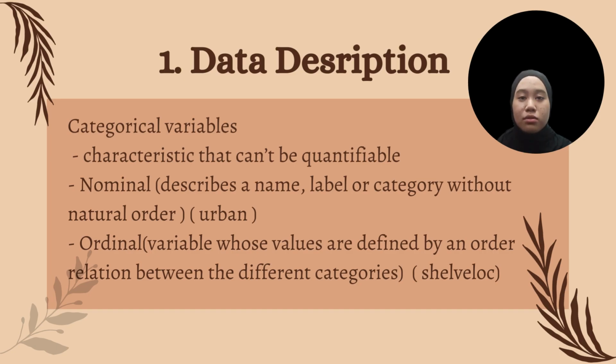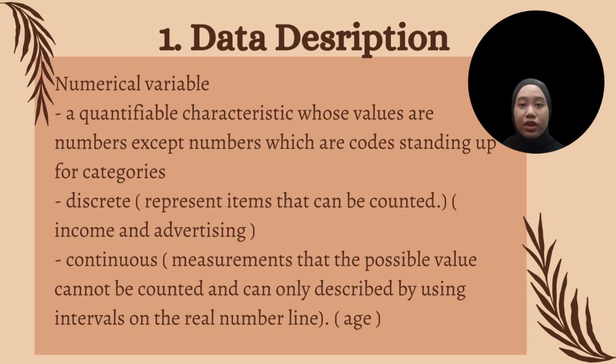Next, an ordinal variable is a variable whose values are defined by an order relation between the different categories. The characteristic for Sherlock is an ordinal variable. A numerical variable, or quantitative variable, is a quantifiable characteristic whose values are numbers, except numbers which are codes standing in for categories. Numerical variables can be classified into two types, which are discrete and continuous.